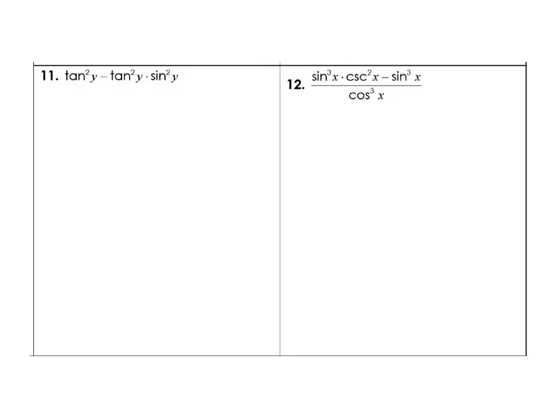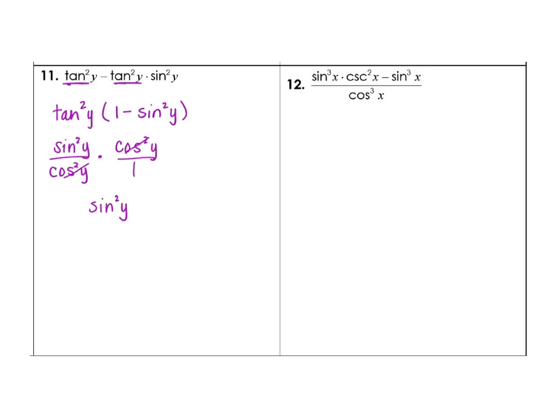This next problem has a lot of tangent in it, and notice these tangents are common factors, so for this one we can do something a little bit different. We can factor out tangent squared and have 1 minus sine squared y. We know tangent squared is sine squared y over cosine squared y, times 1 minus sine squared y, which is cosine squared y. We can put that over 1 as needed and cancel the cosines, and so this one is going to be sine squared y.